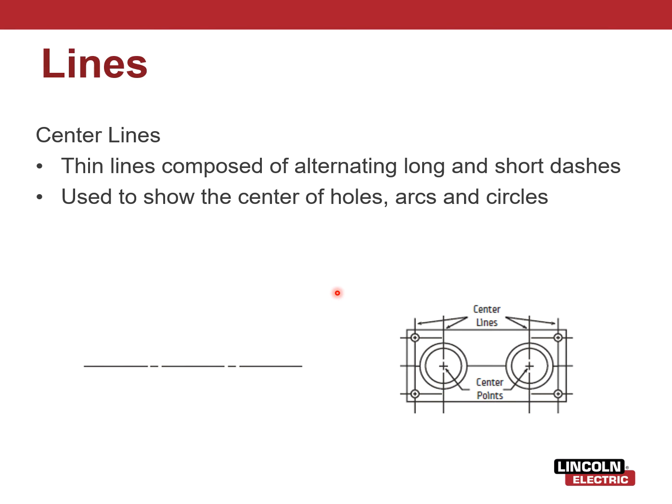Okay, then you have center lines, thin lines composed of alternating long and short dashes, so long, short, long, short, long, short. And these denote centers of circles and radiuses: circles, holes, arcs. So this is just the center line. Sometimes you're taking measurements off of center, especially when you're dealing with circles, rather than edge to edge. In certain cases you might be measuring off the edge, but most of the time that you have holes, you're going to be going off center measurements. And so that's going to be your reference point for measuring.